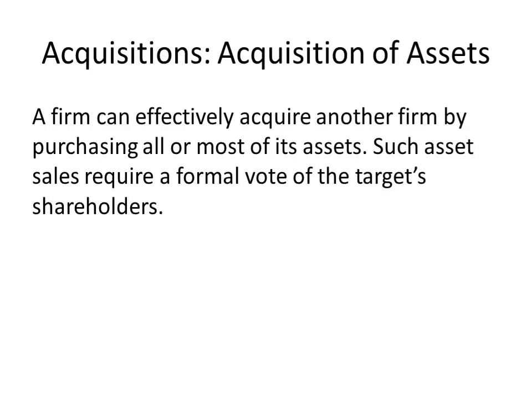The third type of acquisition we'll talk about is an acquisition of assets. A firm can effectively acquire another firm by purchasing all or most of its assets. These kinds of sales require a formal vote of the target shareholders, but typically only require a simple majority. Now, what can you think of as acquisition of assets? Well, how about a rental car company? Instead of buying the company itself, what if we just bought all the cars and perhaps the counters that the firm owns at the airports? Therefore, we could get our hands on the assets, but we wouldn't buy the company itself.